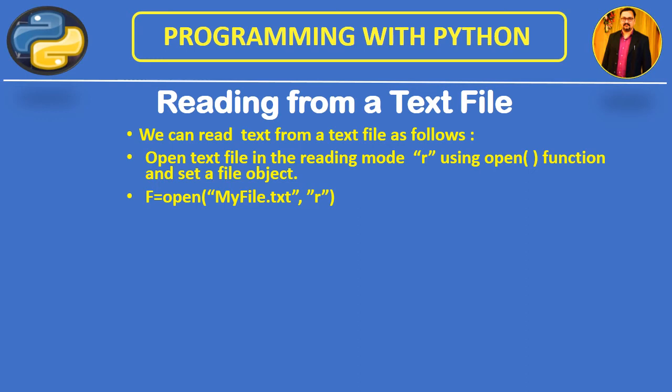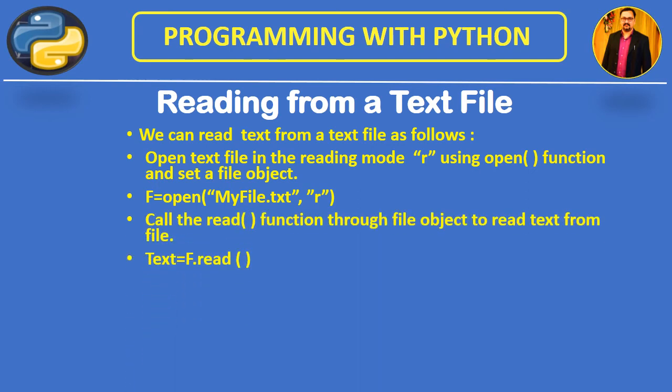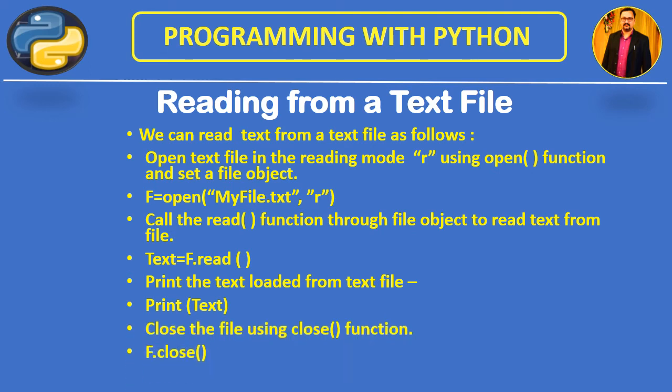For example, here f equals open MyFile.txt, and here R, because we are going to open this file this time in reading mode. Now you have to call the read function through the file object to read the text from the file like this. text equals f.read, and then after reading you can display the text using the print function. This is the method, reading that file in this text variable. Text is the variable where the text will be loaded, and then finally you can print the text. So this is the process.